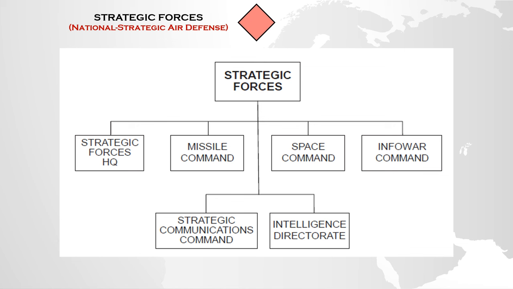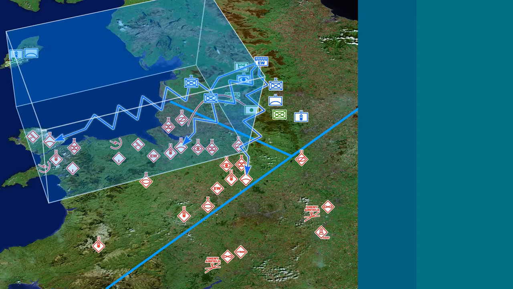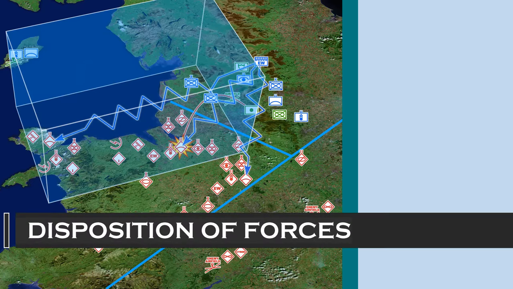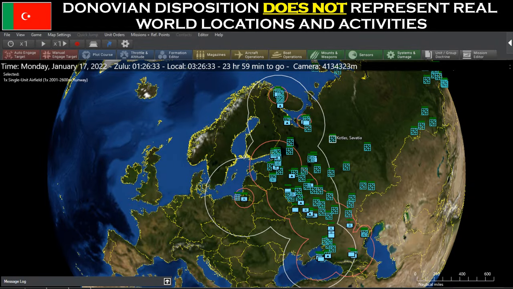For disposition, we transition to the battle simulation software Command: Modern Operations by Matrix Games. Here we can see that Denovia has dispersed its ground-based air defense coverage across its borders in order to detect threats before they can range Denovia. White rings show the nominal maximum radar detect range of early warning radars, and the red rings depict the nominal maximum weapons engagement range of ground-based air defense systems. We can also see where the Air Force and naval bases are located.